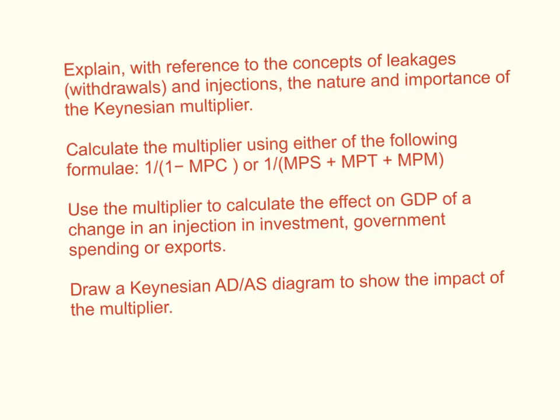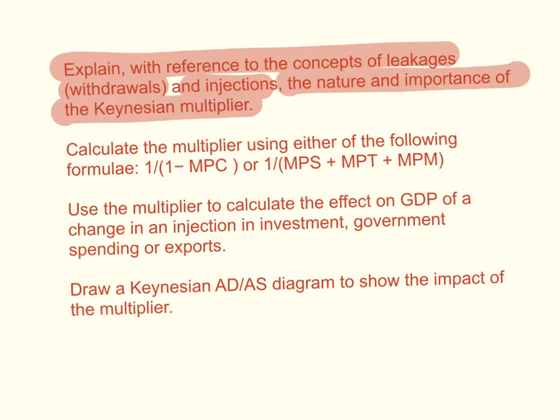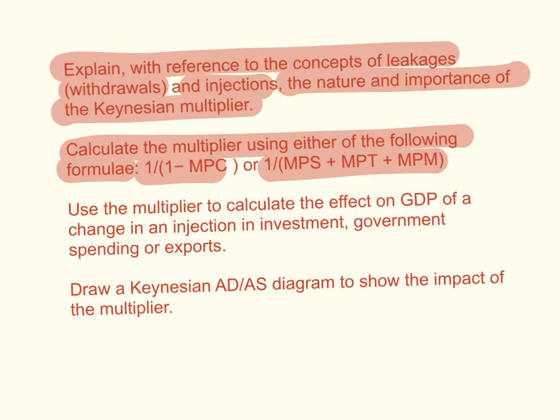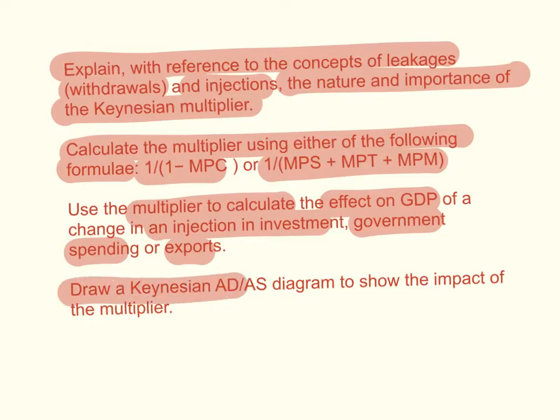Learning outcomes: I'm going to explain, with reference to the concepts of leakages or withdrawals and injections, the nature and the importance of the Keynesian multiplier. I'm going to calculate the multiplier using either of the following formulas: 1 over 1 minus MPC, or 1 divided by MPS plus MRT plus MPM. I'm going to use the multiplier to calculate the effect on GDP of a change in an injection, maybe investment or government spending or exports. And I'm going to draw a Keynesian AD-AS diagram to show the impact of the multiplier. So let's get started.